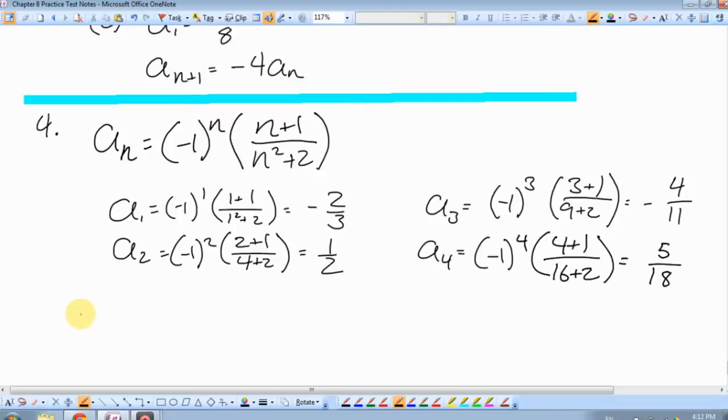So let's write this out. a_n: -2/3, positive 1/2, -4 over 11, positive 5 over 18.